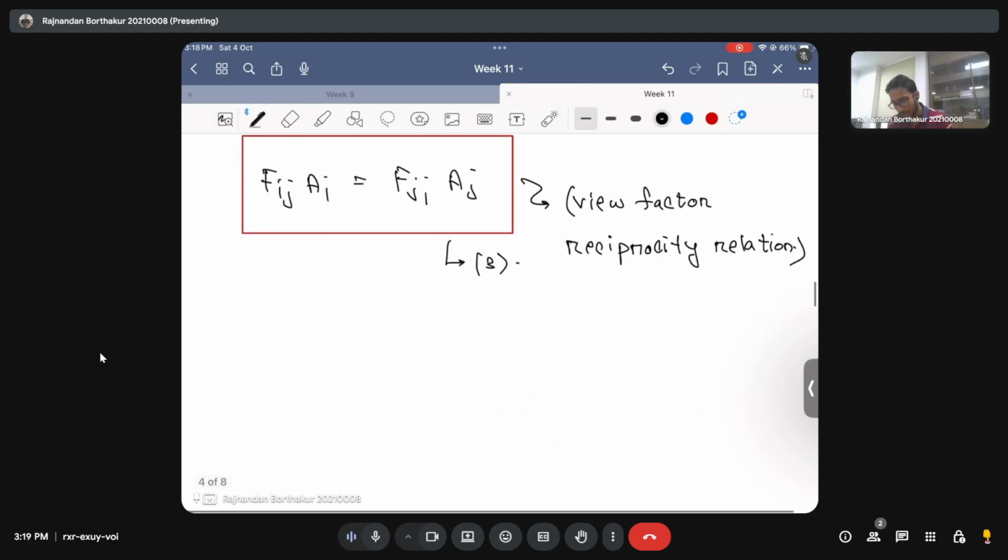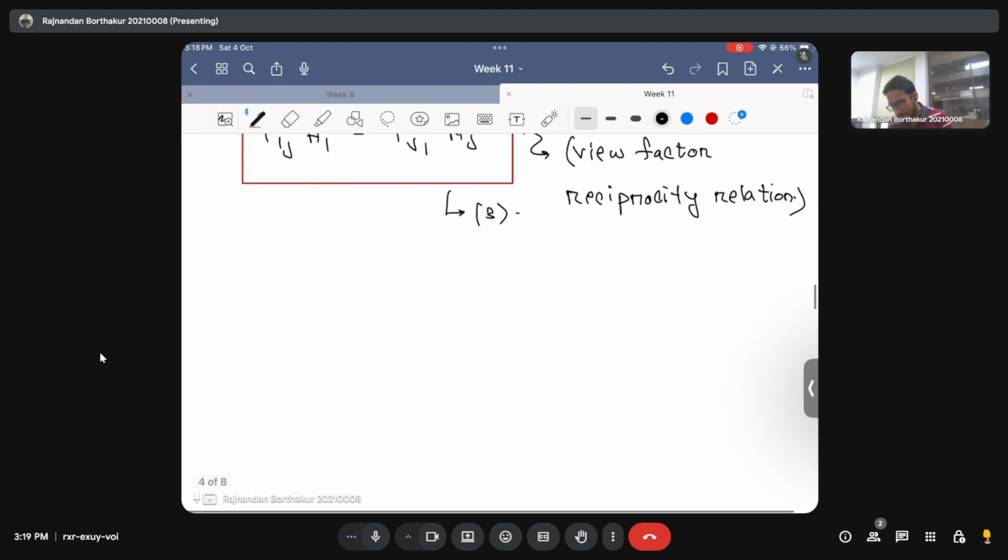Now, similarly, there is one more relation involving this view factor. Suppose you are considering any generic surface, let's say i. This i can be curved, this can be flat. Maybe I'll draw a curved surface just to generalize things. So where i is any curved surface.